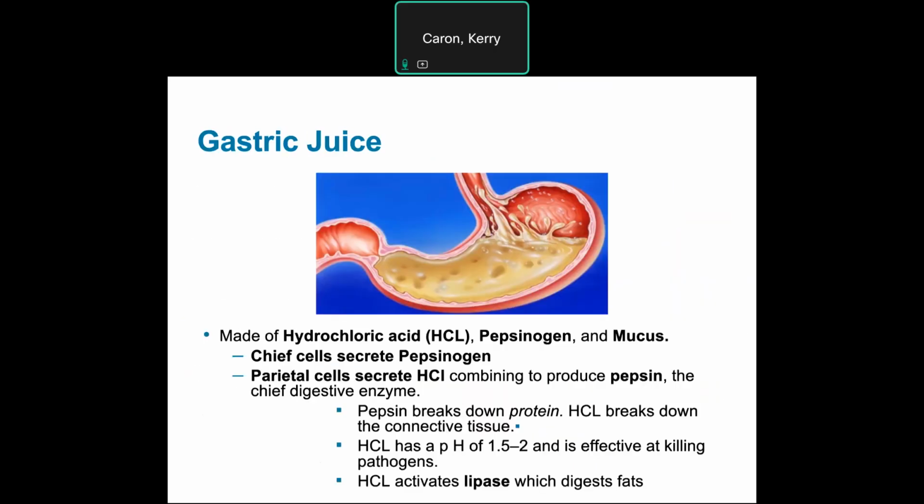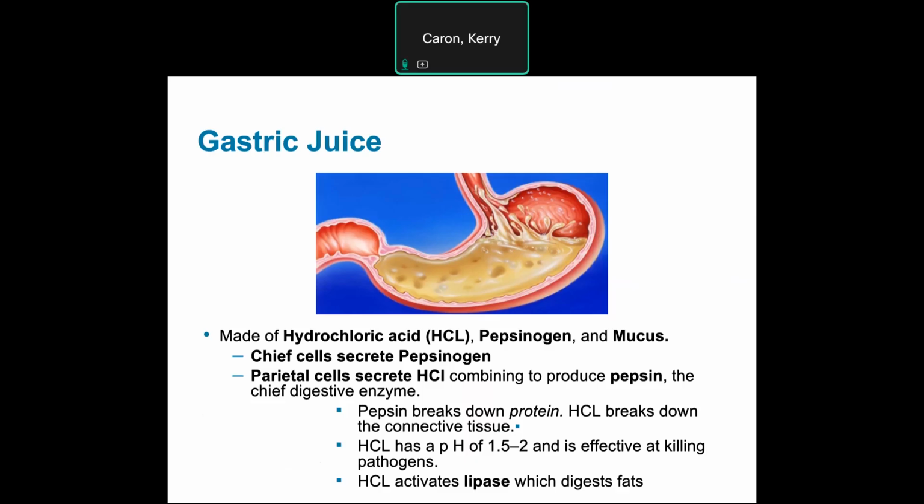So gastric juice, okay, is made of hydrochloric acid or HCl, pepsinogen, and mucus. Chief cells secrete the pepsinogen. Parietal cells secrete hydrochloric acid and combine to produce pepsin. And pepsin is an important digestive enzyme. I know it doesn't end in ASE, but it is an enzyme. Pepsin digests protein. So we had amylase that digested carbohydrates. Now we're digesting protein. We also had lipase that digests fats. So hydrochloric acid will break down connective tissue.